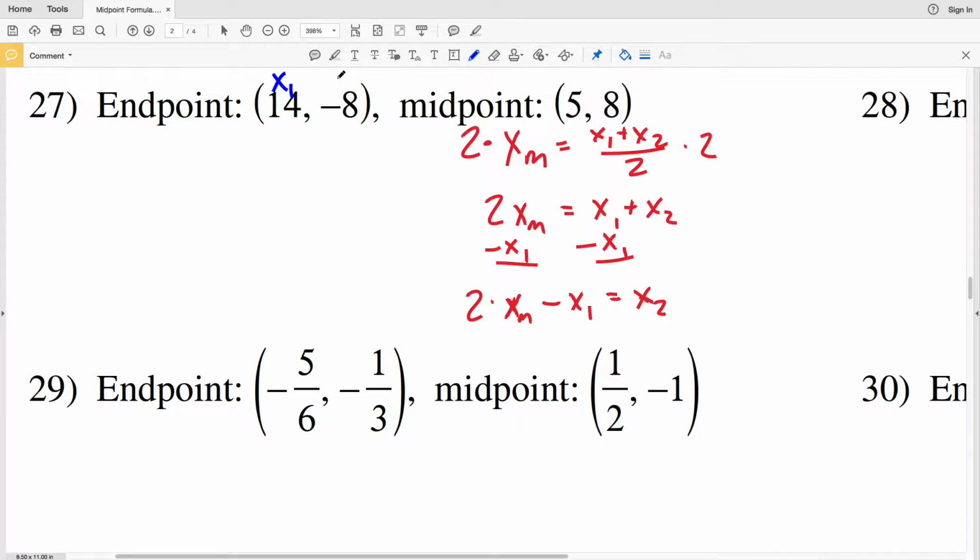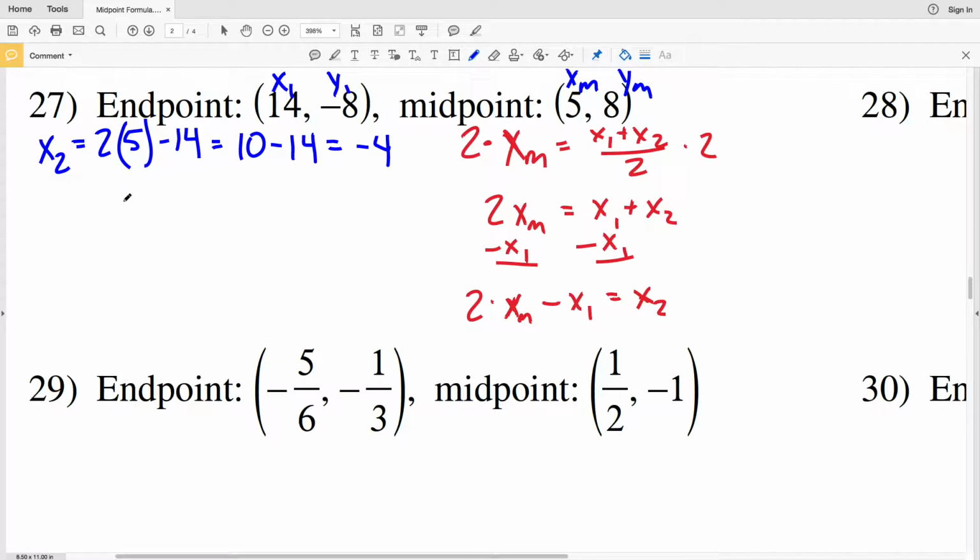So 14 is x sub 1, negative 8 is y sub 1, 5 is x sub m, and 8 is y sub m. So I'm going to be using this in order to find my endpoint coordinate. And what I did was I just took my midpoint formula and then solved for an endpoint coordinate instead of having it set to be that midpoint coordinate. So now I'll write that x sub 2 equals 2 times x sub m, so that's 2 times 5, and then I'll subtract my x sub 1 value, so subtracting 14 from that. 2 times 5 is 10, and then I'm subtracting 14, so 10 minus 14 is equal to a negative 4.